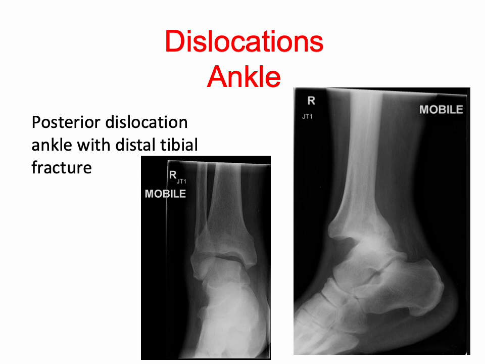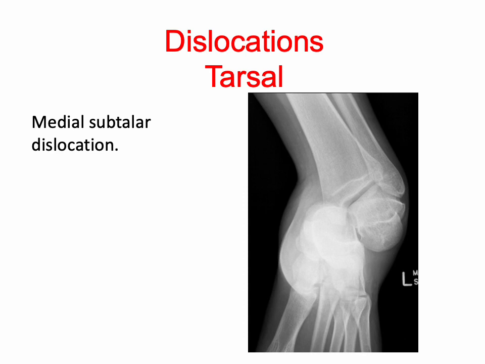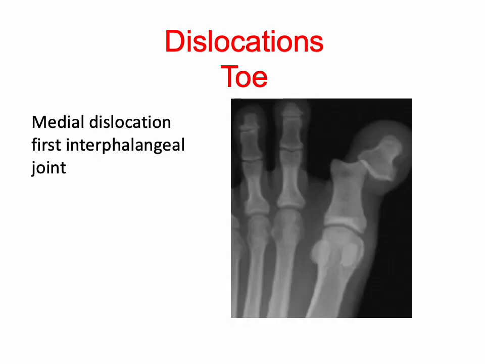Ankle dislocation. So here the ankle's been posteriorly dislocated, and it's in association with tibial fractures as well. This is a subtalar dislocation where the talus is normally located in the tibio-talar joint, but the calcaneus has been dislocated from the talus. And there's a medial dislocation at the first interphalangeal joint.